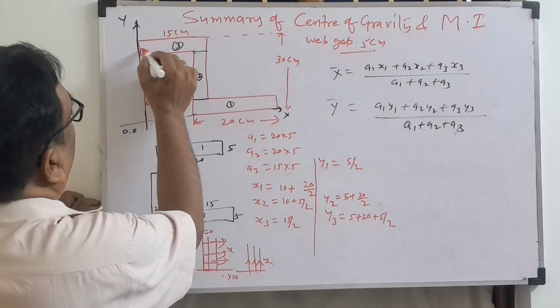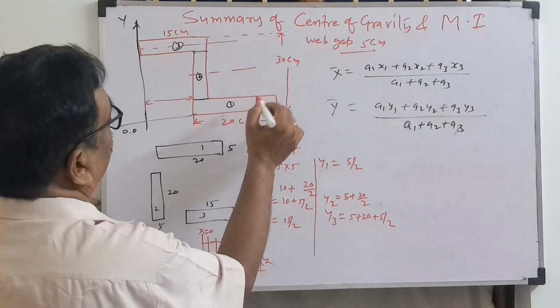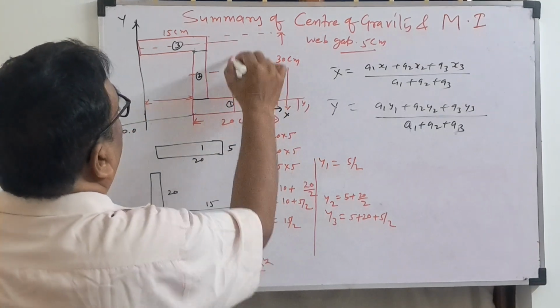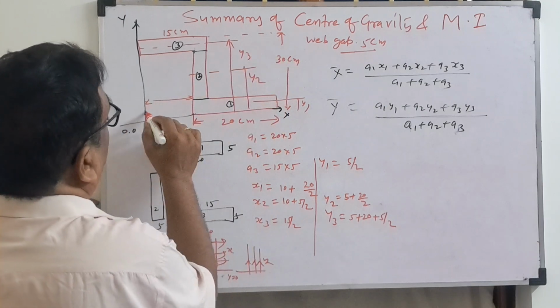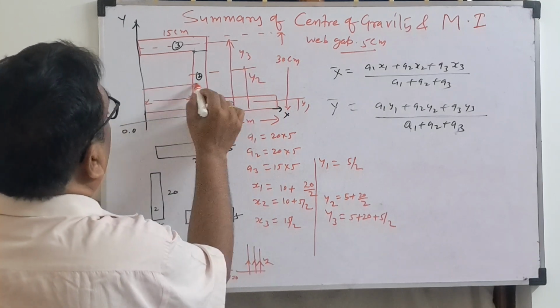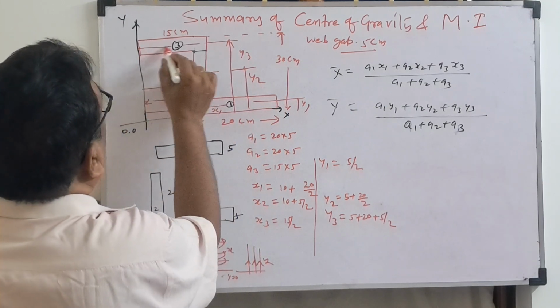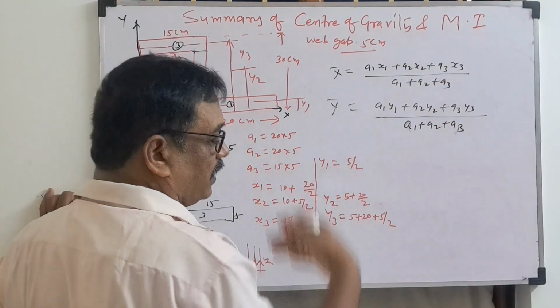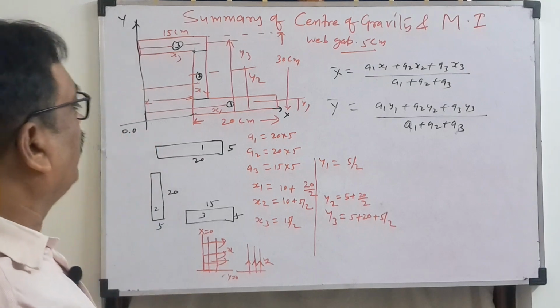This is the half distance. This is y1, this is y2, this is y3. This will take x1, this will take x2, this will take x3. So this is the distance. Once you substitute, you will get the answer.